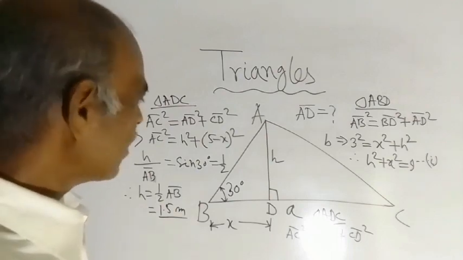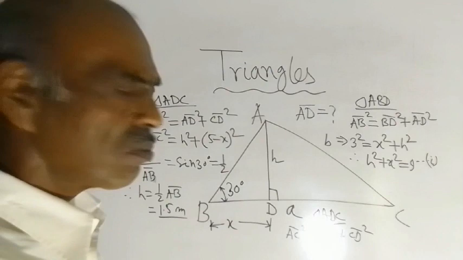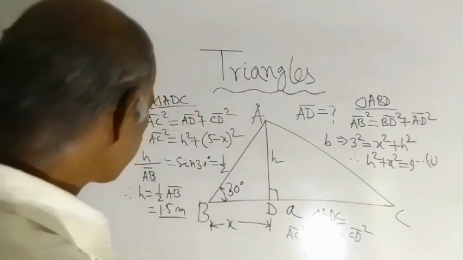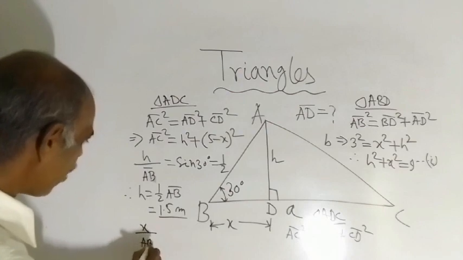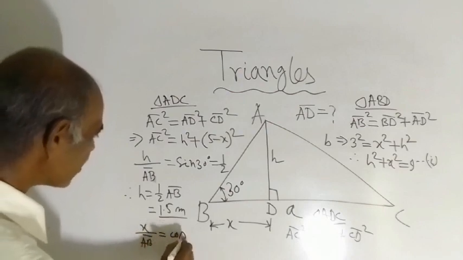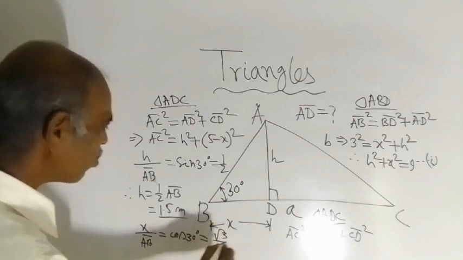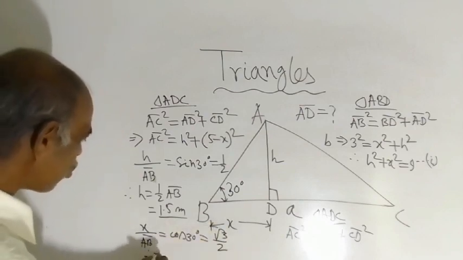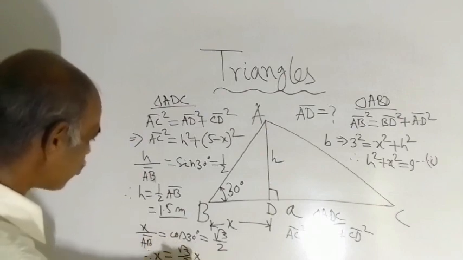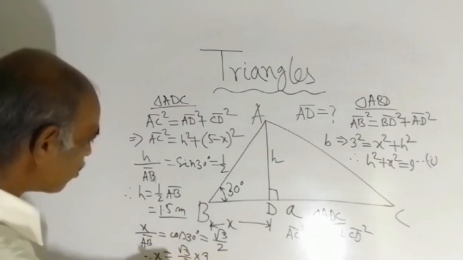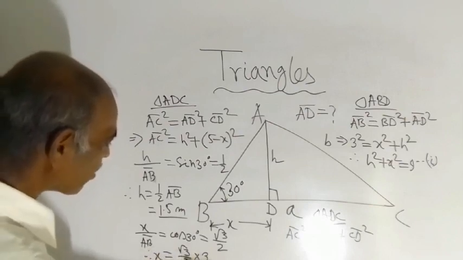H is this much. X is how much? X divided by AB is what? It is cos 30 degrees, which is equal to root 3 by 2. Right? Then x is equal to root 3 by 2 times AB, and AB is 3 meters. So x is 3 by 2 root 3 meters.